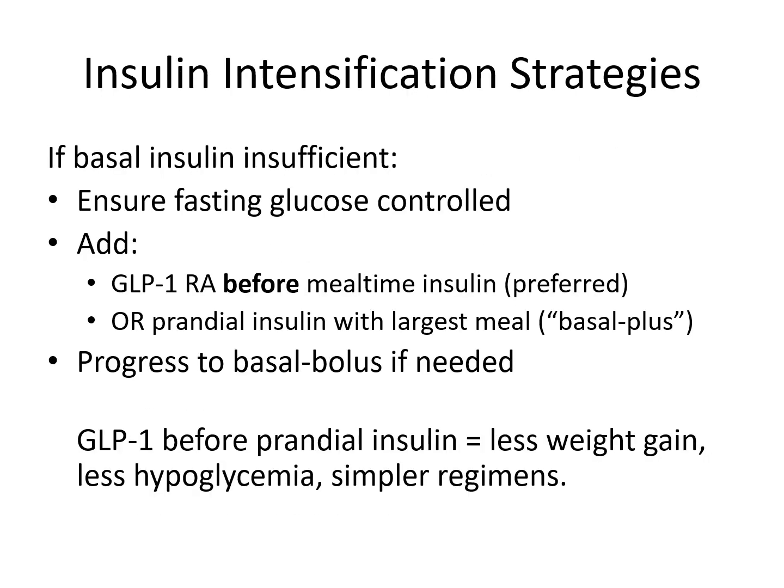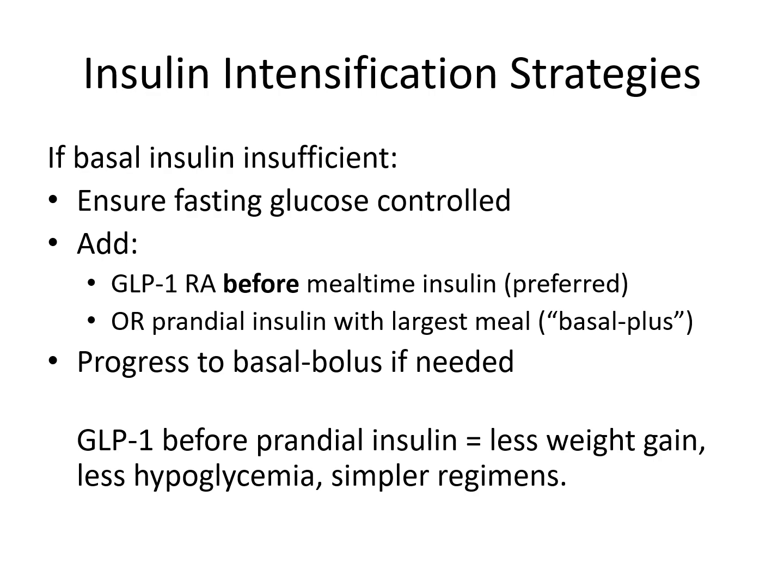Okay, so what are our insulin intensification strategies? If a patient's on basal insulin, but that is not enough, then we have a structured intensification approach. The first step is always to ask, is fasting glucose controlled? If fasting glucose is still elevated, we adjust basal insulin first. There is no reason to add prandial therapy if basal isn't optimized.